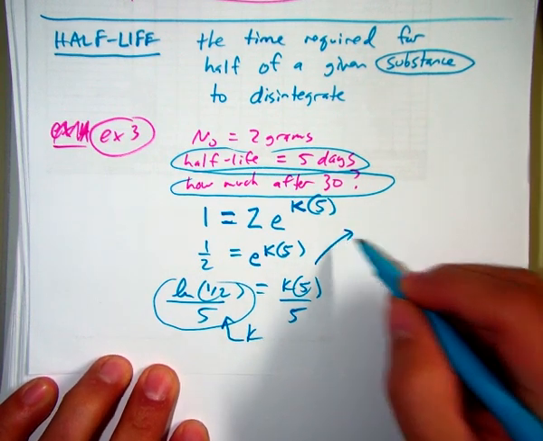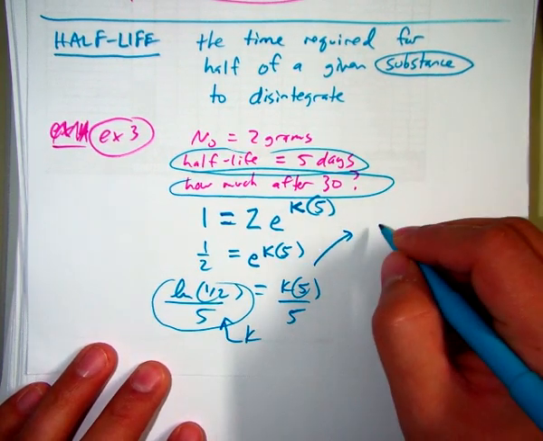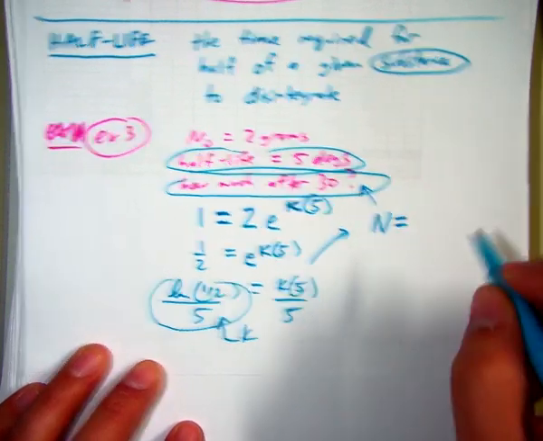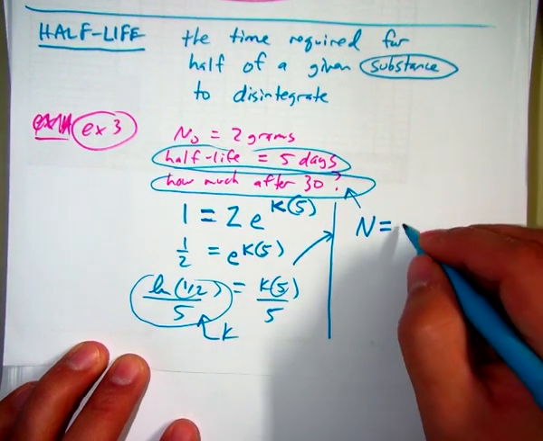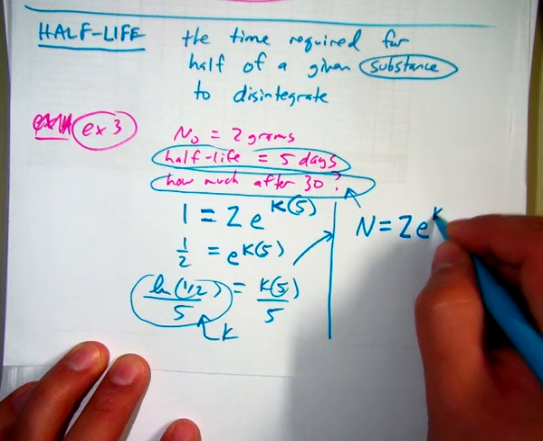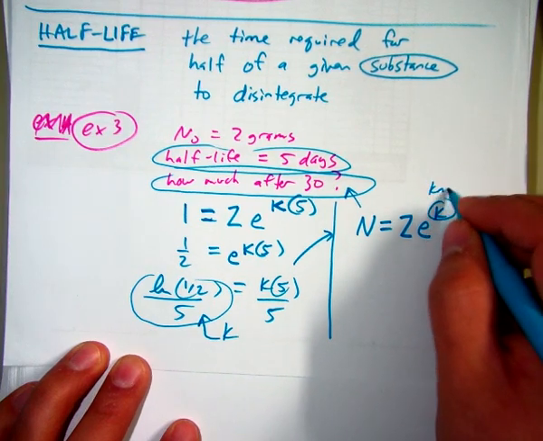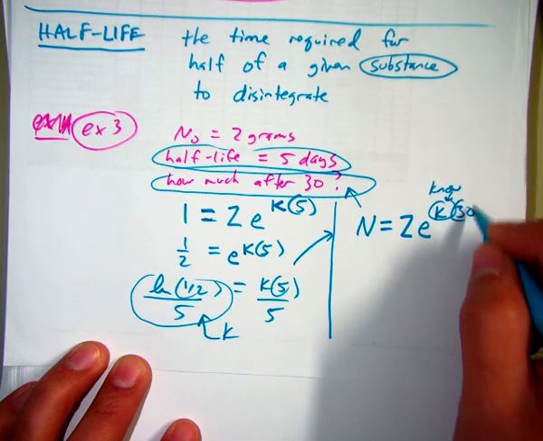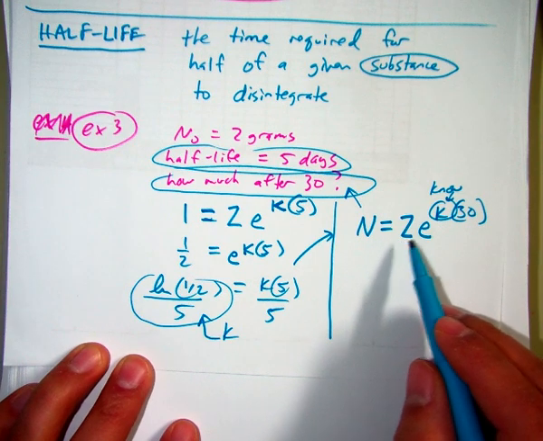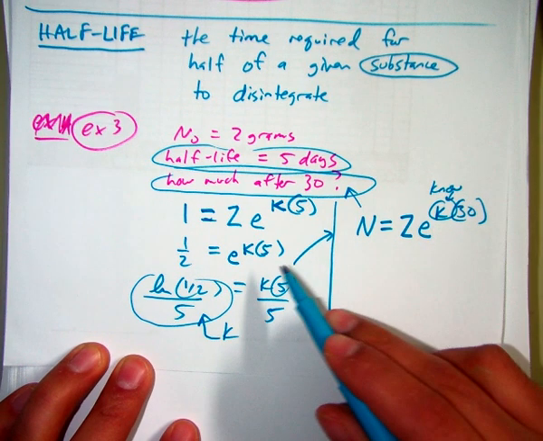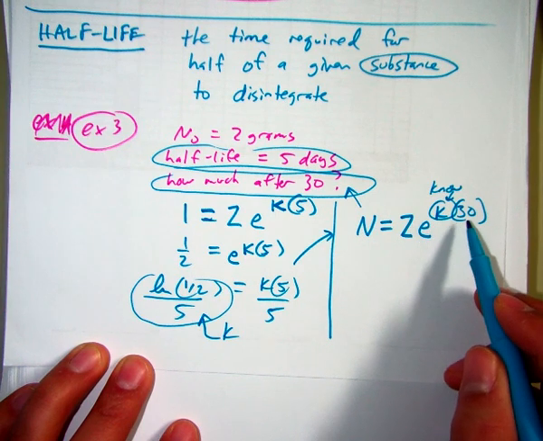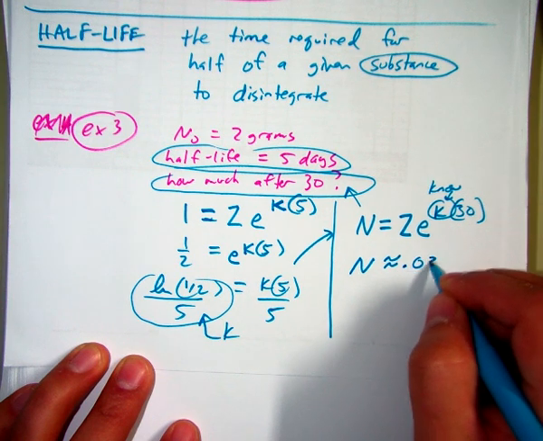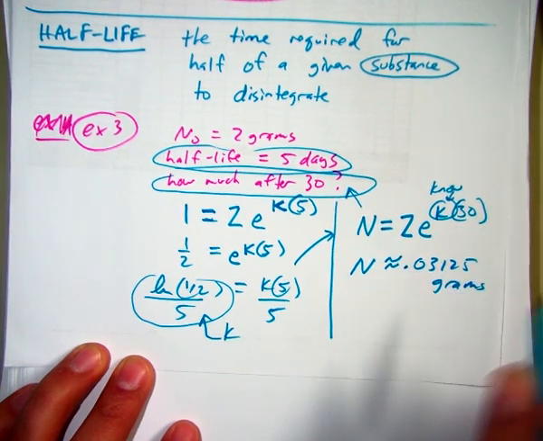And now to finish the problem, we're interested after 30 days how much is left. So we don't know the final amount. We're going to leave that as N. We still start with 2 grams. k we now know, we're using it from before. And now we're just changing the time to 30 days. So this is what you type in the calculator: 2 times e to the natural log of a half divided by 5, stored for k, multiplied by 30. And we get that this should be about 0.03125 grams. So there's not much left.